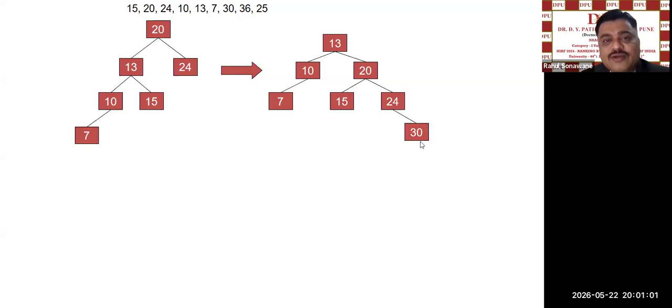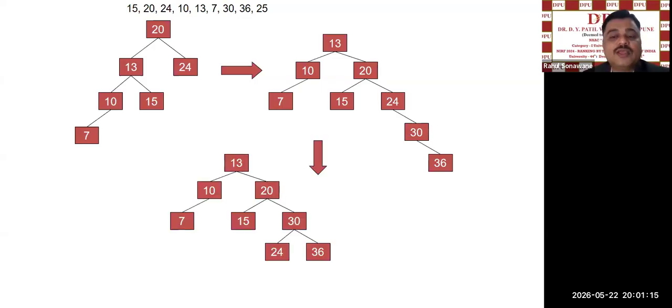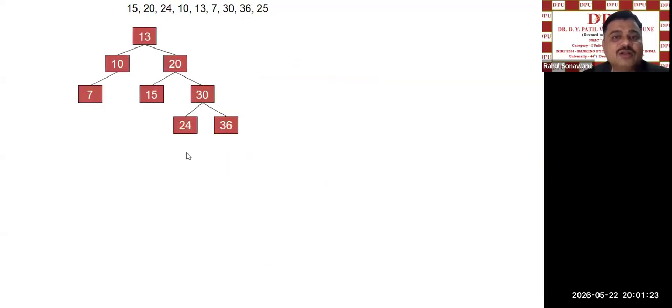So 30 is greater than 24, so it will be kept in the right subtree. The tree was still balanced, so we have inserted 36. Now the tree is unbalanced, so as we have got the right skew tree pattern, we have to perform the left rotation. After performing the left rotation, now 30 has become the root, 24 has become the left child. The tree is balanced. Now the next value coming is 25, the last one in this case.